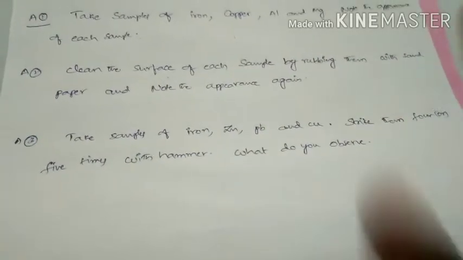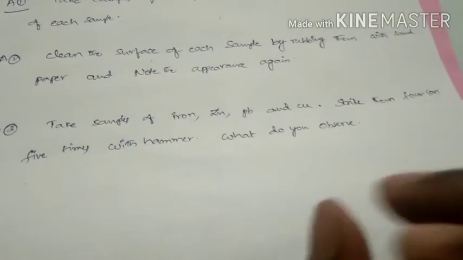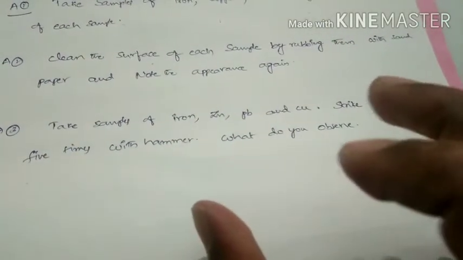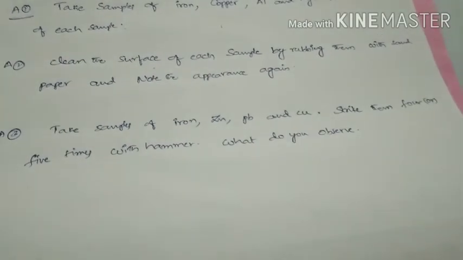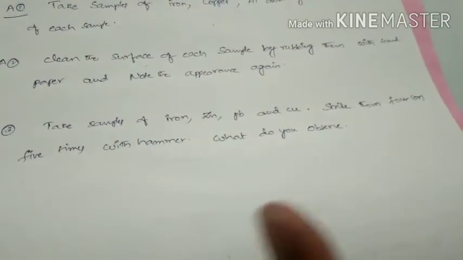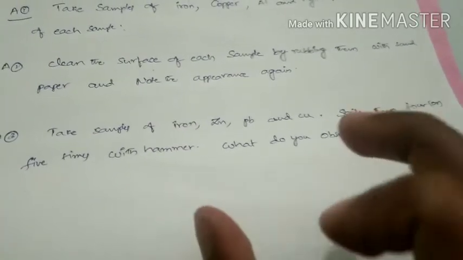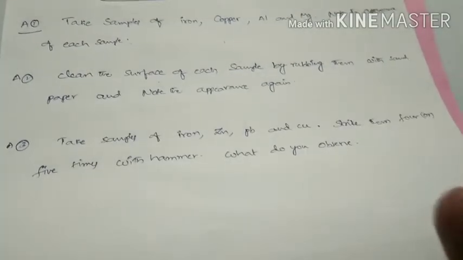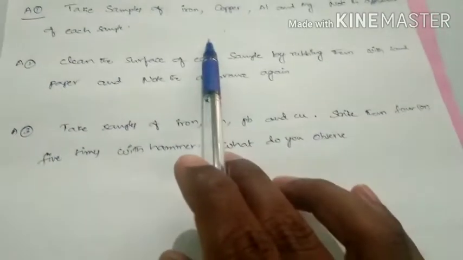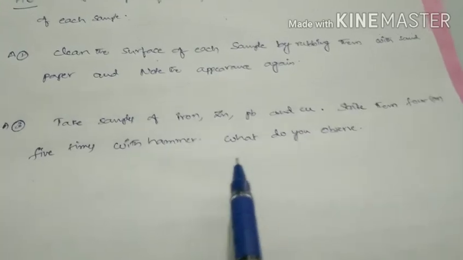Similarly, metals have one more property like that. That property is called ductility. Ductility means if any metal can be made into wires, that property is called ductility. Malleability means making of sheets. Ductility means making of wires. So the point here is metals have luster property, and metals have malleability and ductility.